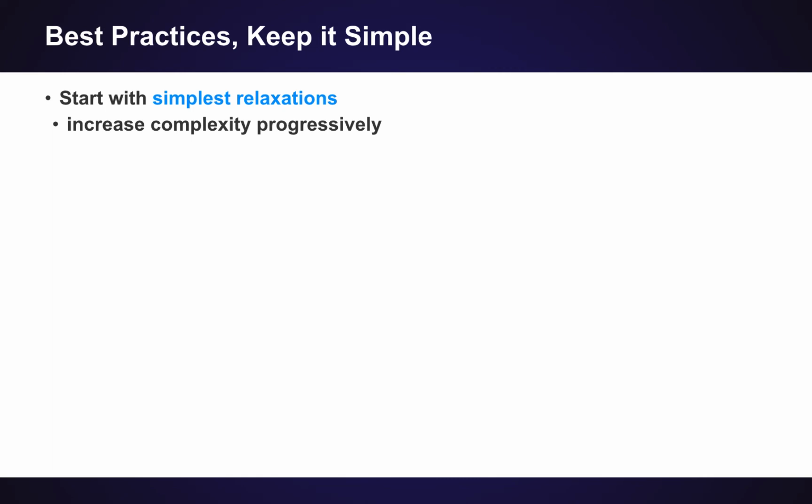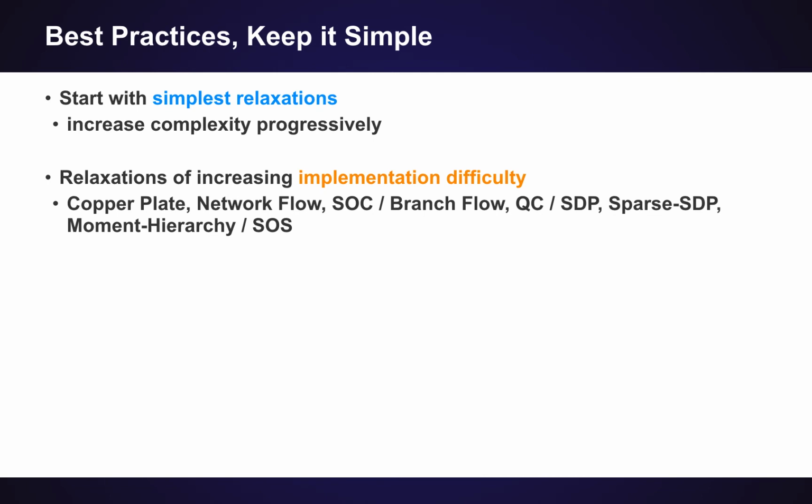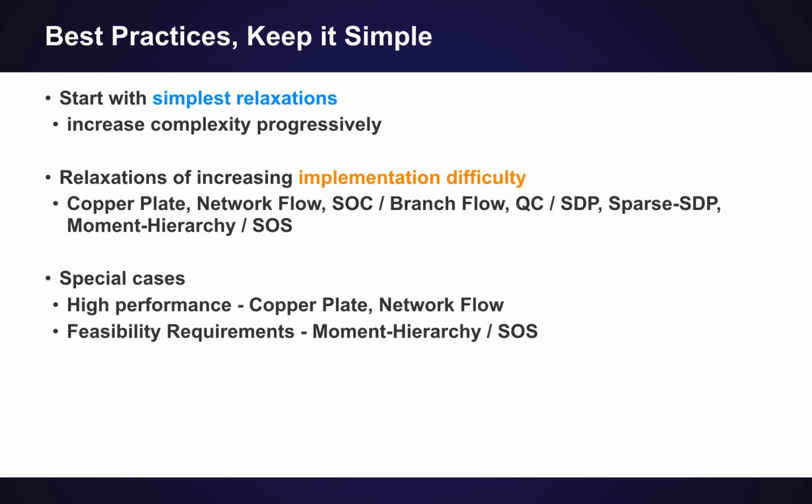So let's talk a little bit about my recommendations for best practices using convex relaxations. I would highly recommend keeping things simple and kind of increasing the complexity of your relaxation method incrementally. So here's a list of different relaxation methods, kind of in increasing implementation difficulty. So you have things like the copper plate relaxation, the network flow, the second order cone or branch flow, which we discussed in a previous lecture, and then it goes up and things get harder and more complex to implement. There are some special cases where you may want to jump directly to one of these, like the copper plate and network flow relaxations are extremely high performance.